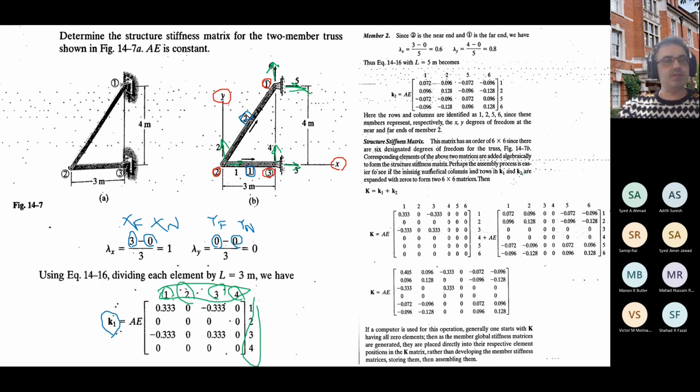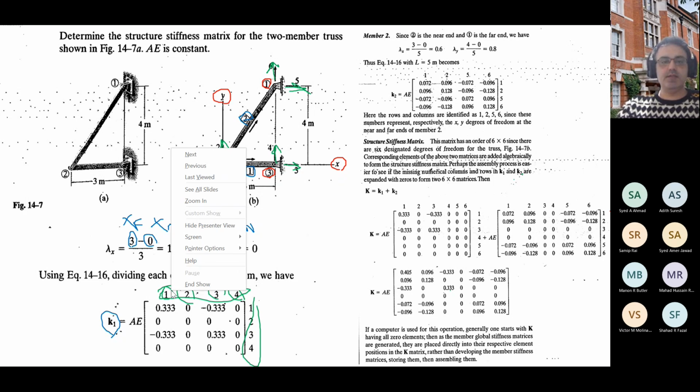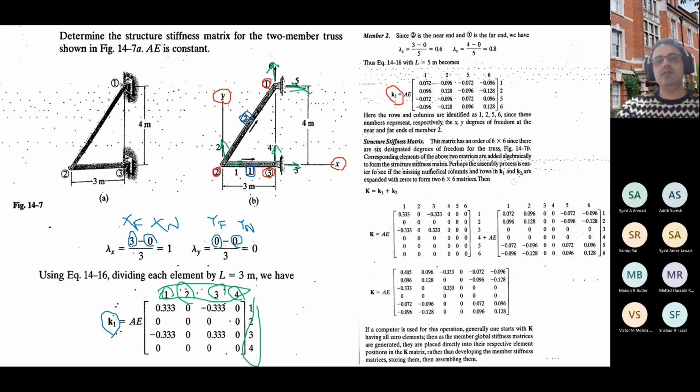Just repeat this for all the elements you have in your structure. Since I have only 2 elements, this is for element number 1, and this is for element number 2. For element number 2, I just calculate lambda x and lambda y again. You just need to take a look at element number 2, which is here. The arrow is like this, which means node number 2 is the near node.